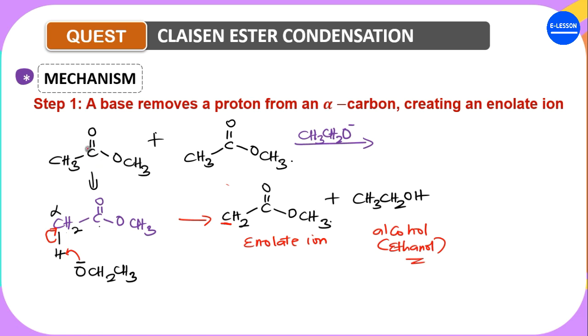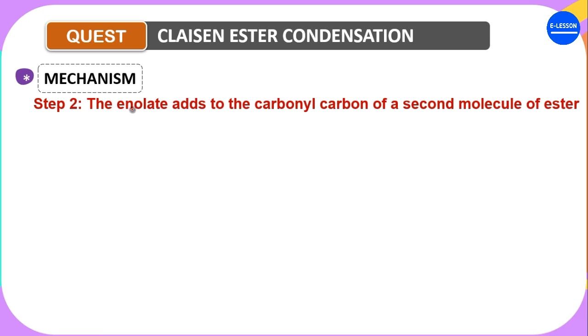Now, we are reacting two esters. We've used one to form the enolate ion. Now, the next step is that the unionized ester, the second ester, reacts with the enolate ion. So let's bring that out to this other slide. It says the enolate ion adds to the carbonyl carbon of a second molecule of ester.